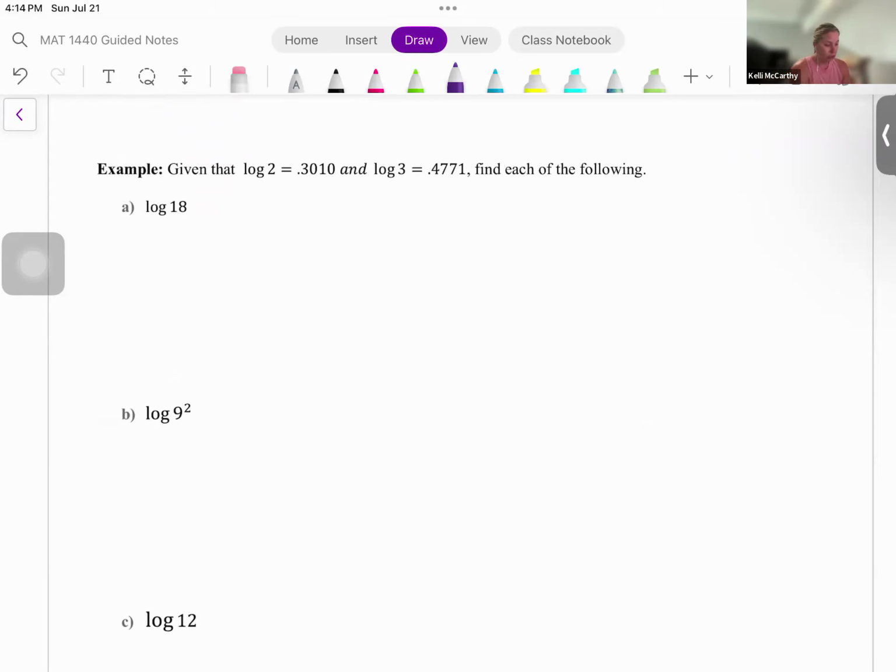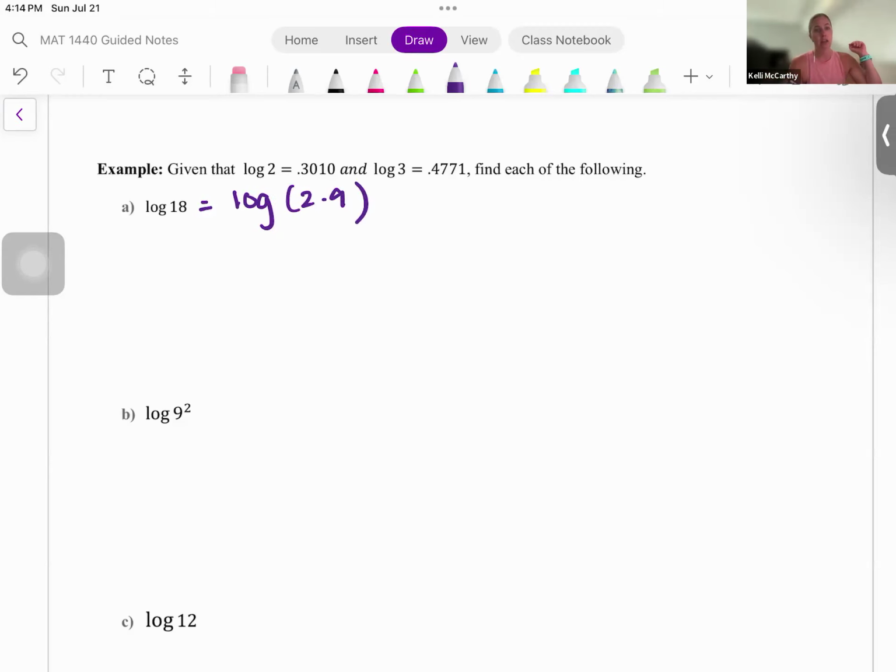Given that log of 2 is 0.3010 and log of 3 is 0.4771, find each of the following. We want to evaluate log of 18. We're going to be using the given values. So what we need to do is rewrite this logarithm so that we're able to write this as log of 2 or log of 3. So we're going to rewrite 18 as 2 times 9.